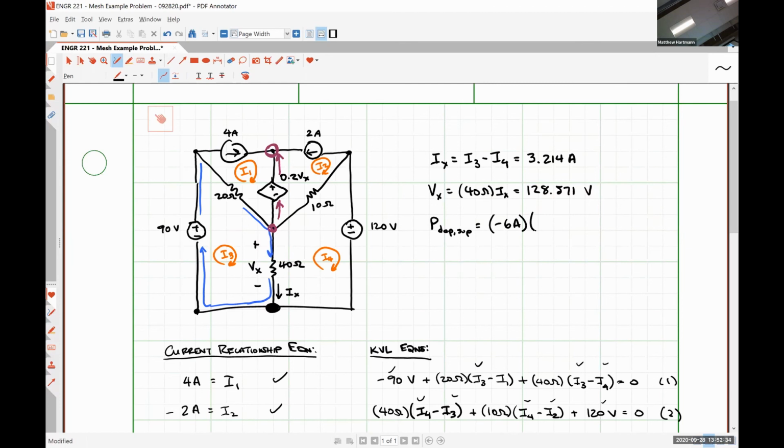Now we multiply this by the 0.2 Vx because we're trying to find the power. And power is voltage, which is 0.2 Vx, times current, which is -6 amps. So we get 0.2 times 128.571. Sorry, let's include units here. And we get, let's see, 6 times 0.2 is 1.2, so 154.286 watts. Negative. Yes, sir.